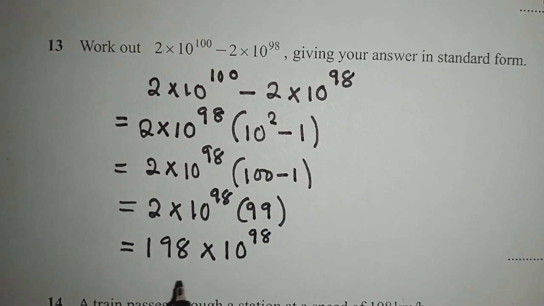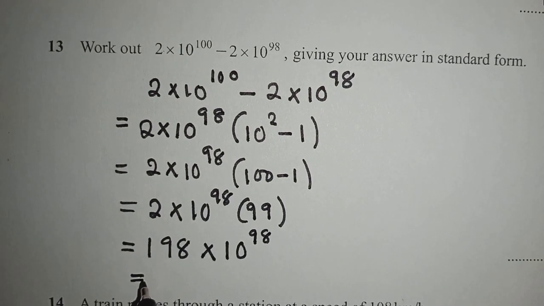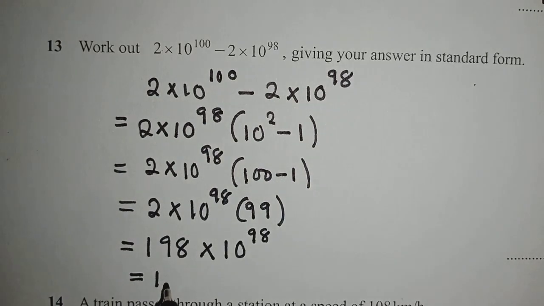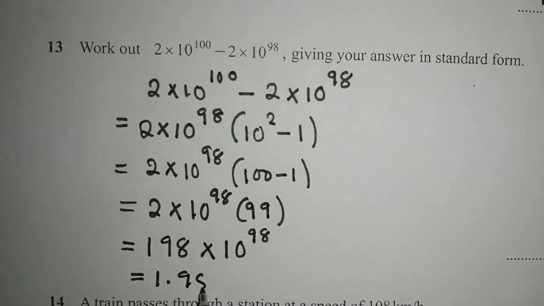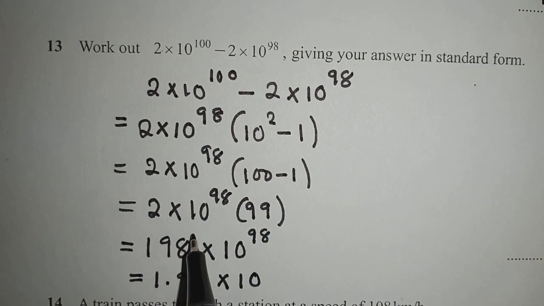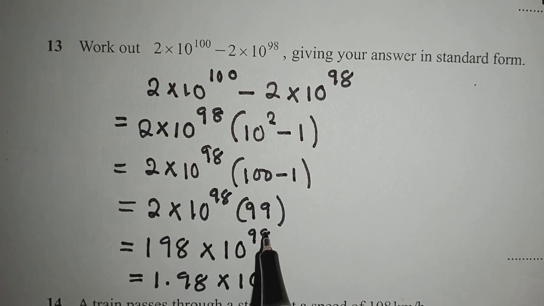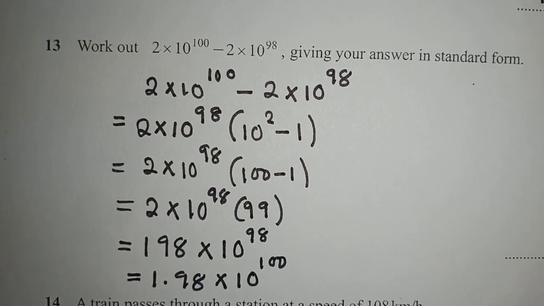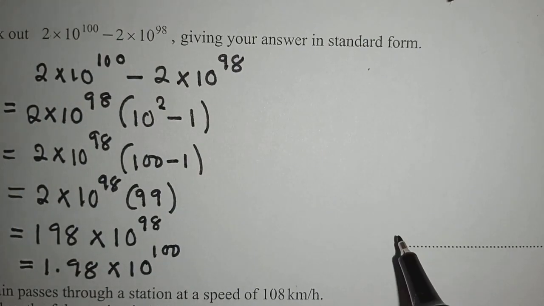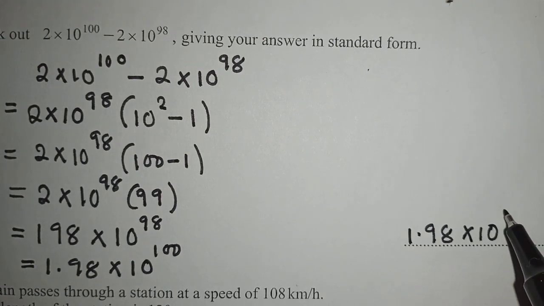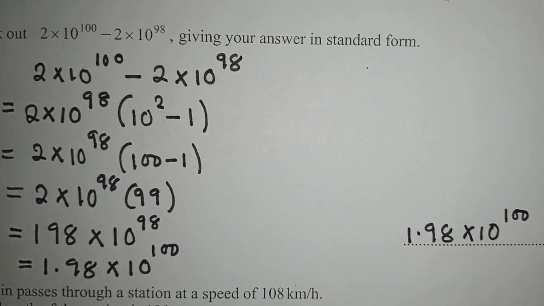So now putting this answer in standard form, it will be 1.98 times 10. So how many decimal places? It's 2, 1, 2. So these 2 will be added to the power. So it will be power 100. And this is our answer: 1.98 times 10 to the power 100.